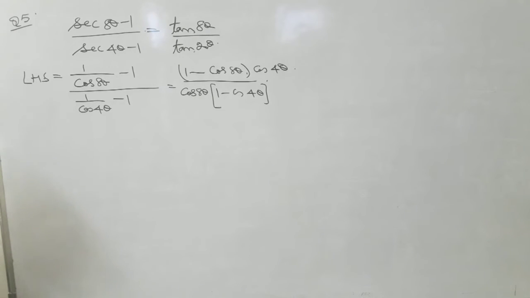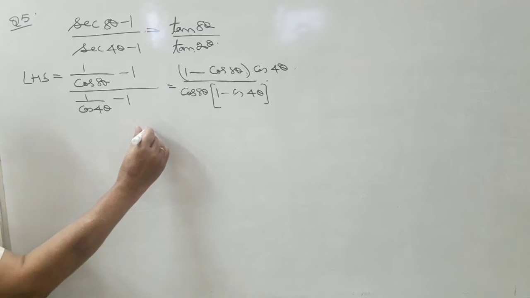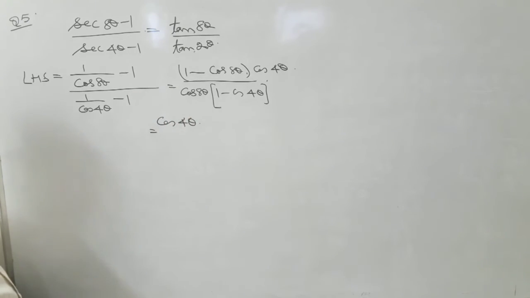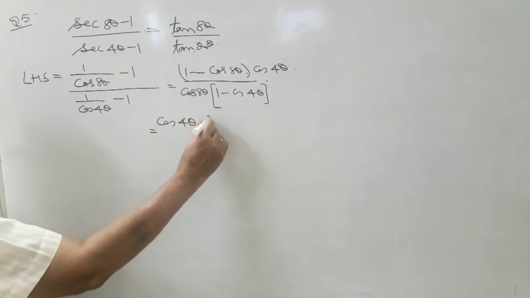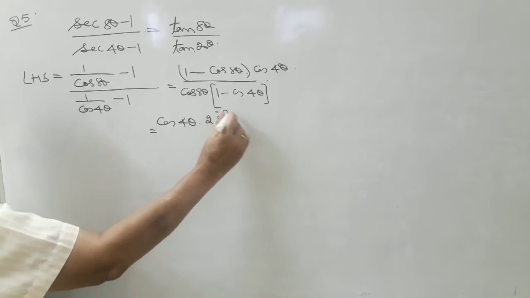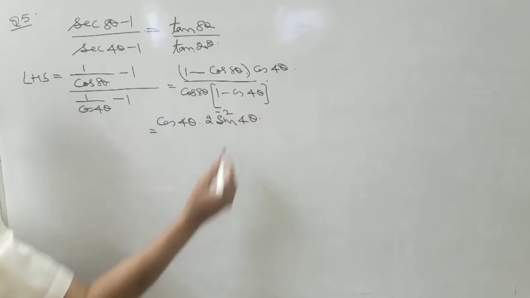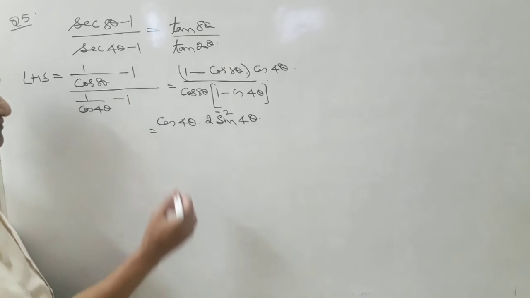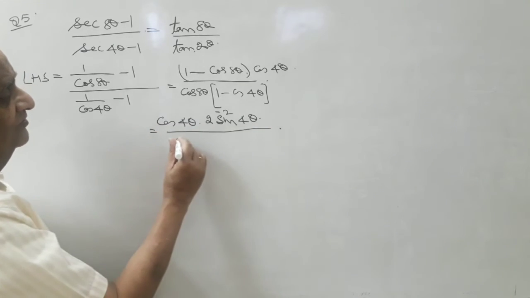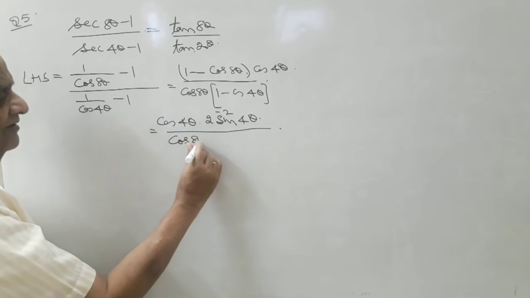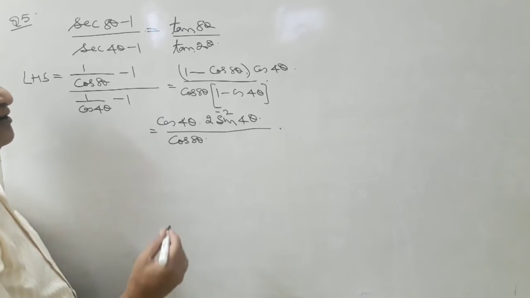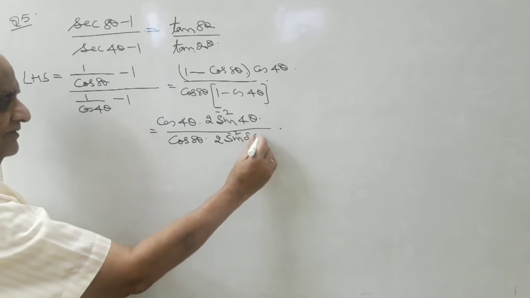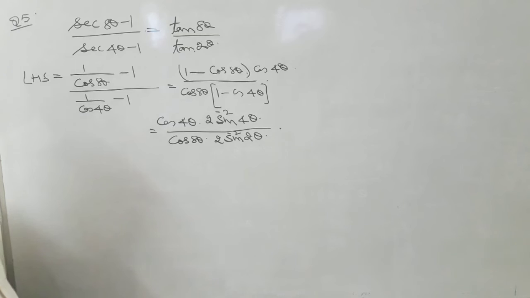Change into sine and cos. Now this is equal to, look, cos 4 theta you keep as it is. 1 minus cos 8 theta is 2 sine square of 4 theta, upon cos 8 theta into 1 minus cos 4 theta, which is 2 sine square 2 theta. The same angle is halved.